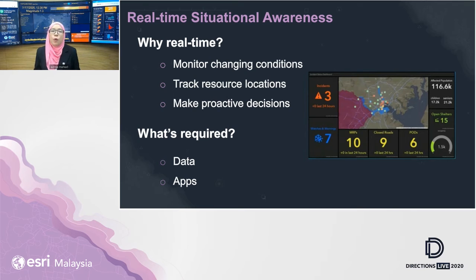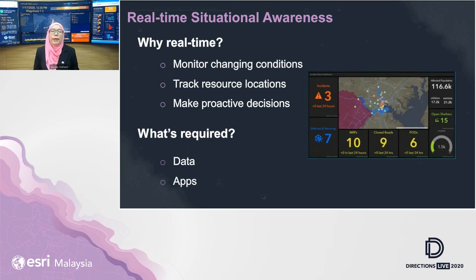And the third reason why we need real time is that we want to make proactive decisions. With all the information in place, it is easier for commanders or stakeholders to make decisions.